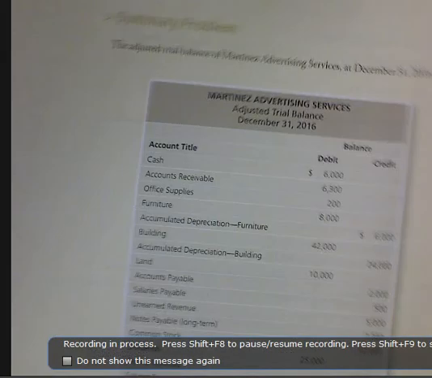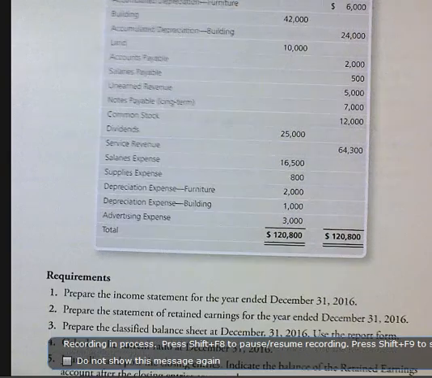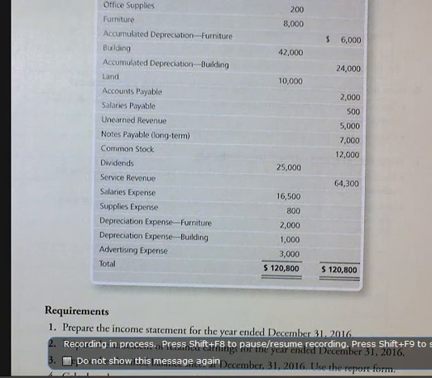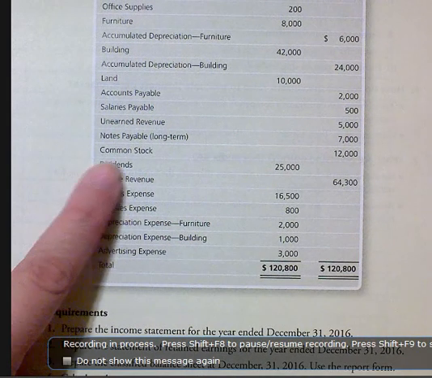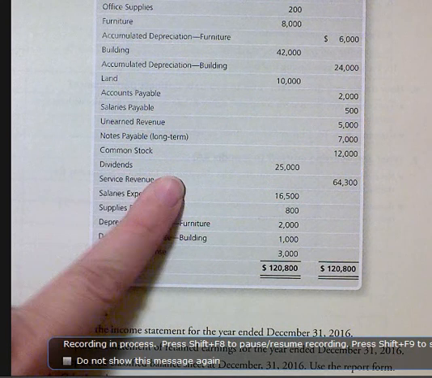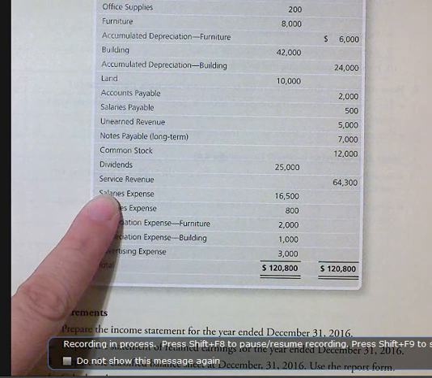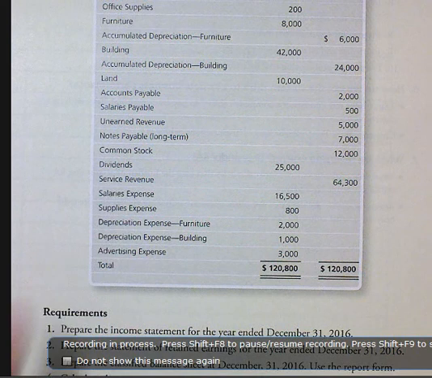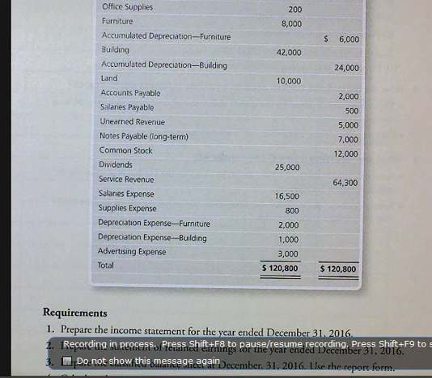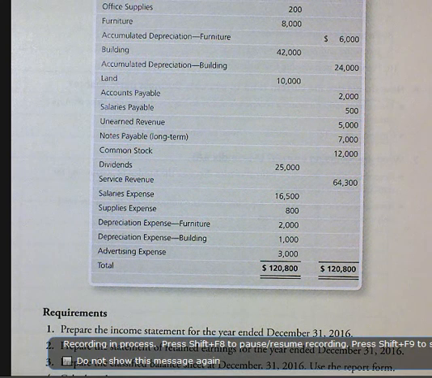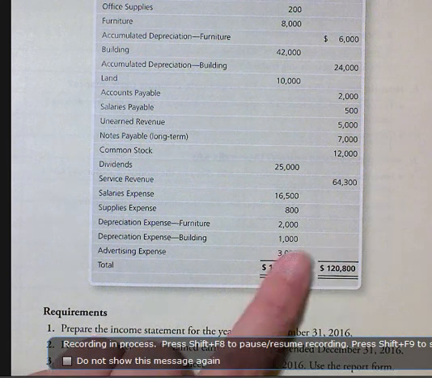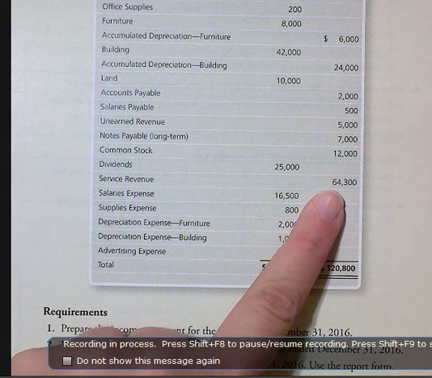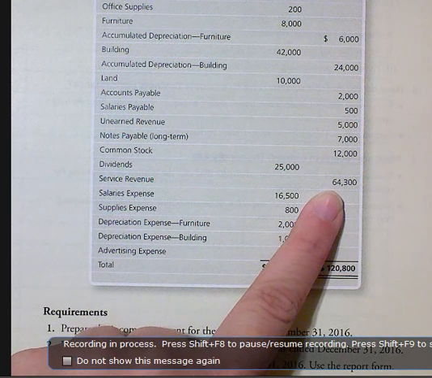So the information you need is going to be at the bottom, starting here. You have your dividends, and then you have service revenue, and then you have all of your expenses listed. Okay, so I'm actually going to start my first closing entry by closing out service revenue, and service revenue has a credit balance of $64,300, and you're going to close this account out to income summary.